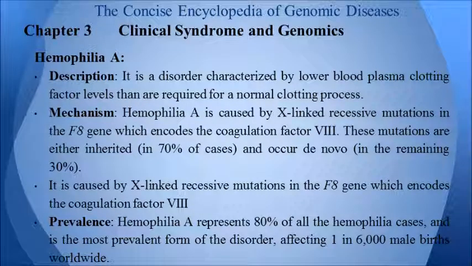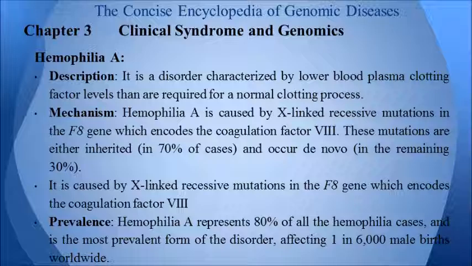Hemophilia A is a disorder characterized by lower blood plasma clotting factor levels than are required for a normal clotting process. Patients with severe hemophilia have 20 to 30 yearly episodes of spontaneous or excessive bleeding after minor trauma, predominantly in joints and muscles. Hemophilia A is caused by X-linked recessive mutations in the F8 gene, which encodes the coagulation factor 8.